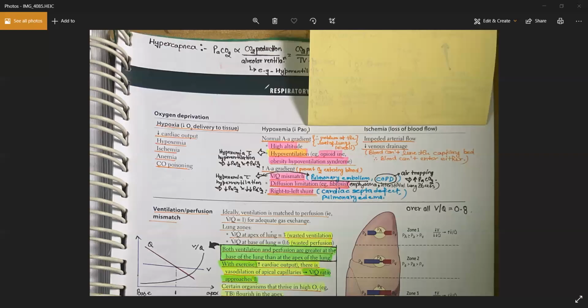So that was all the conditions due to which your tissues will suffer with a lack of oxygen: hypoxia, hypoxemia, and ischemia. Any doubt, please ask.